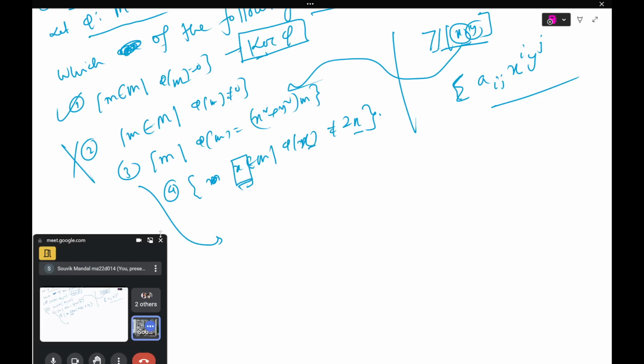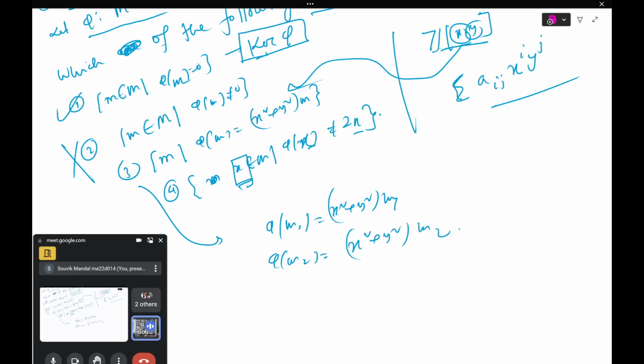The thing is, you need to check whether the conditions are being satisfied or not, right? What about the first condition? Is it non-empty? Yes, it is not empty. The zero element is there. And then what about the third condition? If two elements are there, then their sum is also there, right? Is that property being satisfied? No. Okay. So take one element m1, and suppose we take another element.